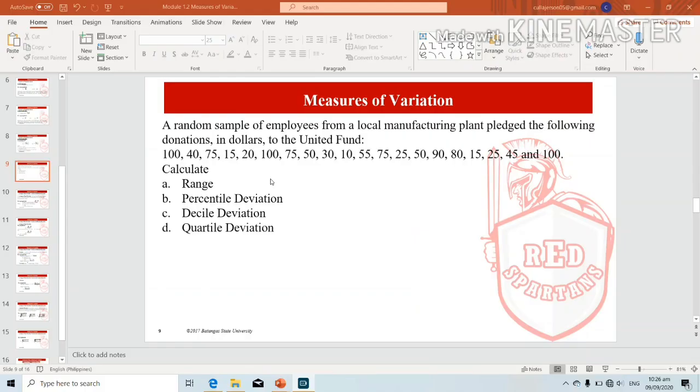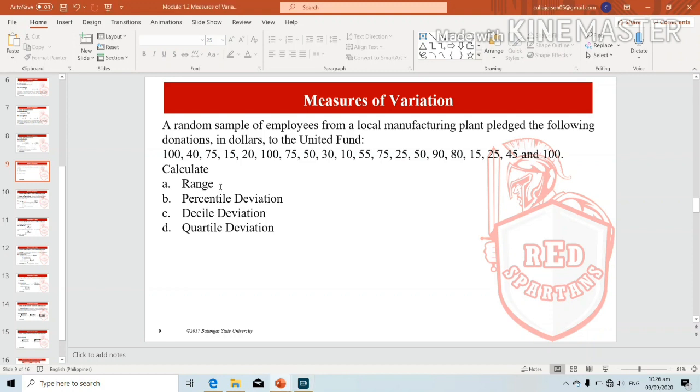So, a random sample of employees from a local manufacturing plant pledged the following donation in dollars to the United Fund. So, 100, 40, 75, 15, 20, 100, 75, 50, 30, 10, 55, 75, 25, 50, 90, 80, 15, 25, 45, and 100. So, calculate. Letter A, range. So, kunin natin yung range. Sabi kapag ungrouped data, ang tawag sa kanya ay exclusive range, or yung formula natin is the highest value minus the lowest value.